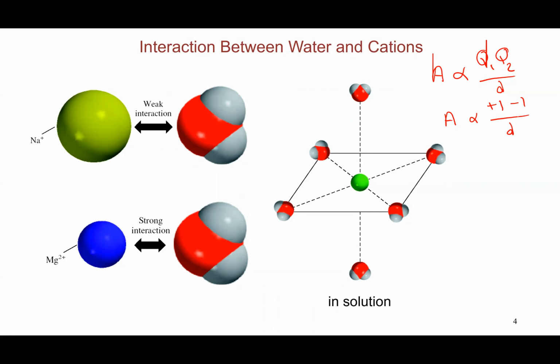Just to put it in comparison, the interaction of an ion with dipole is going to be proportional to the charge of the ion times the charge of the dipole, which is going to be a fraction of magnitude of the charge.